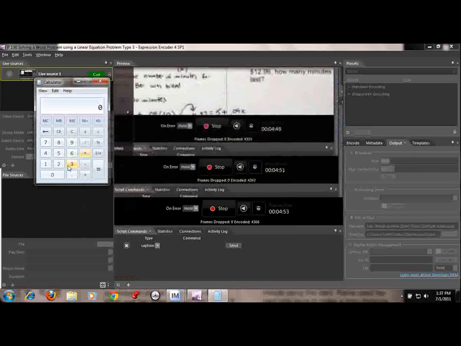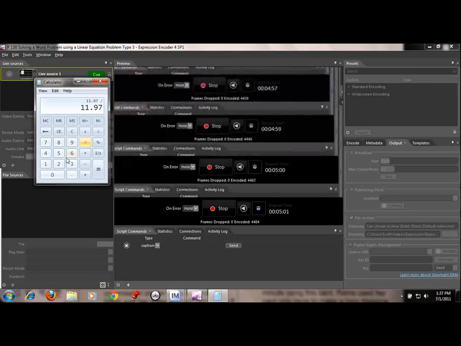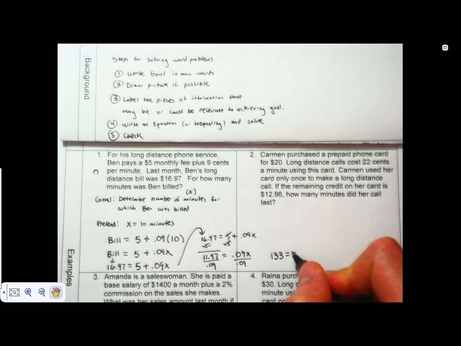So going to my calculator, we've got 1197 divided by 0.09, and we get an answer of 133. So my answer then is that 133 equals X.